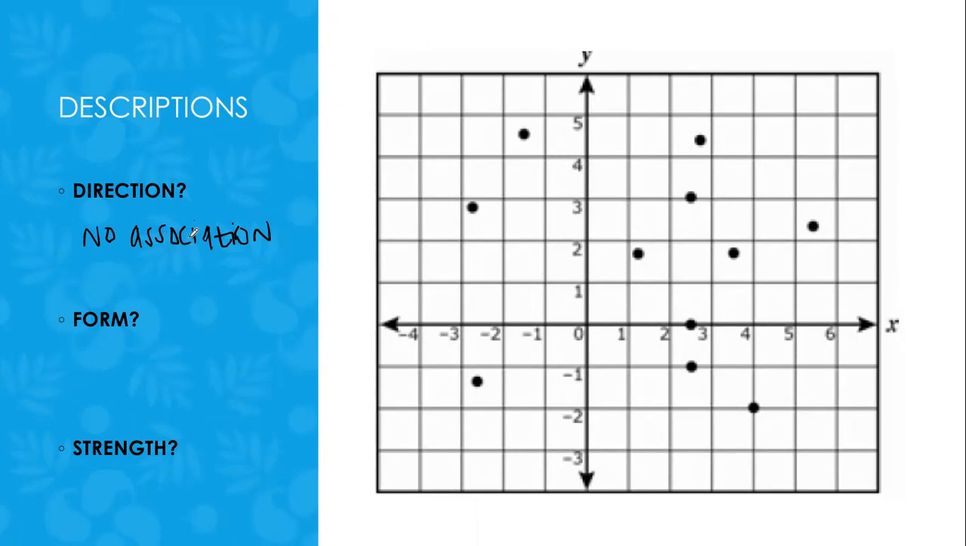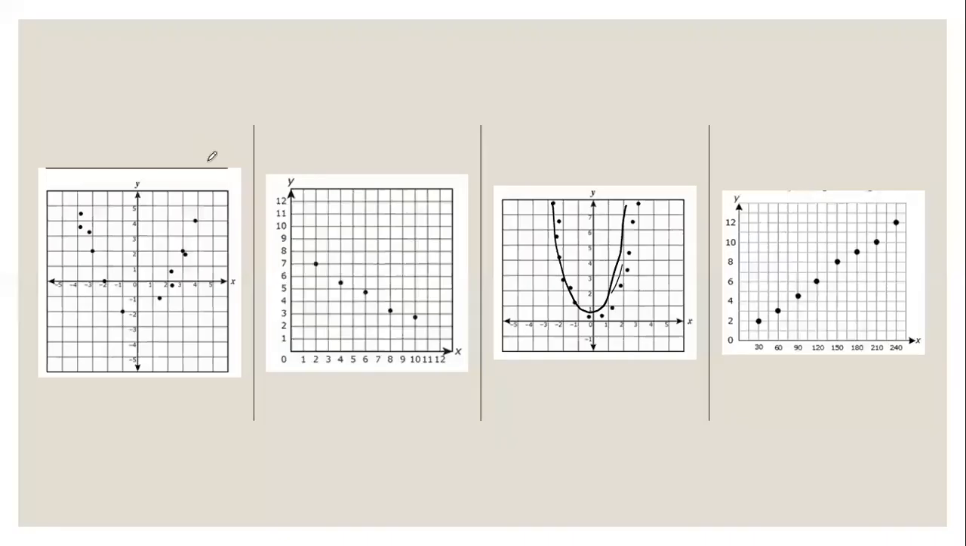And really, because it has no association, it will have no form. And it's not strong or weak at all because there's no association at all. So if you get that there's no association, the rest just follows suit as well. Since there's no relationship, there can't be a form and there can't be a strength. Questions? Okay, so let's look at these.